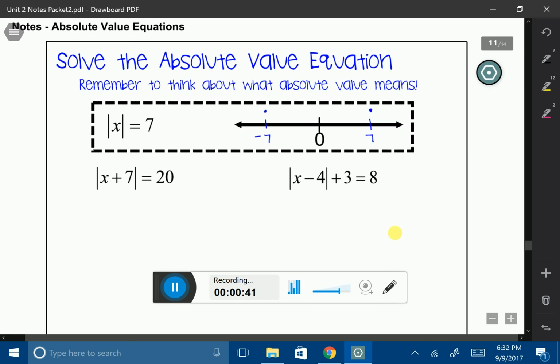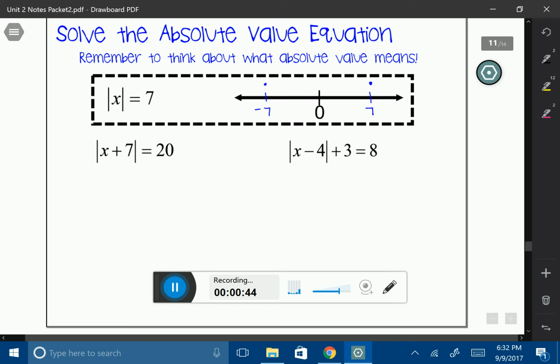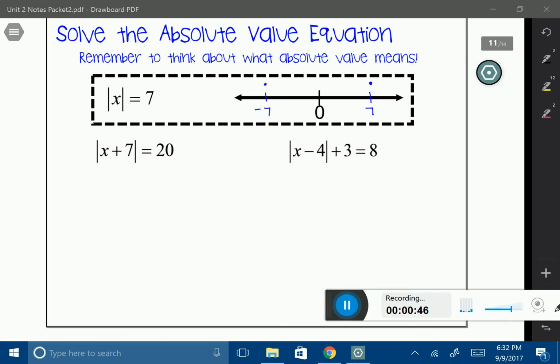So if we look at our first equation here with absolute value, we have the absolute value of x plus 7 equals 20. Okay, so here's how we do this. Just like in our example above, we knew that we could have two different answers for the absolute value of x is equal to 7. We could have the 7 or the negative 7. We had to take into account the negative side and the positive side. Well, just like that, we have to do this as well with this type of equation.